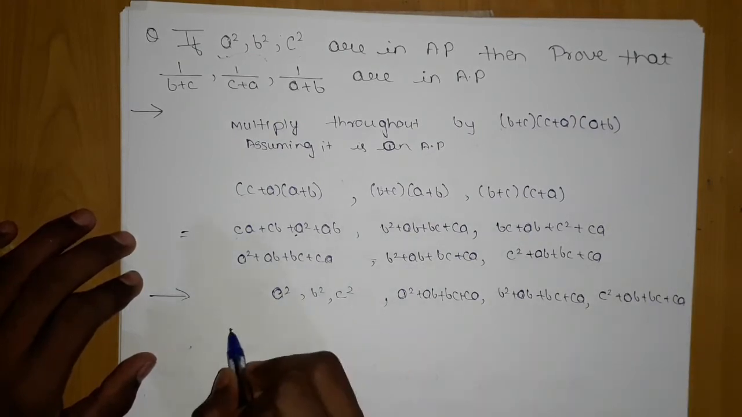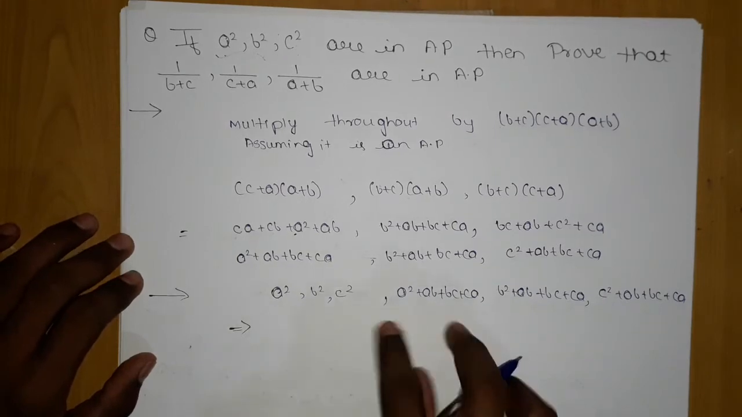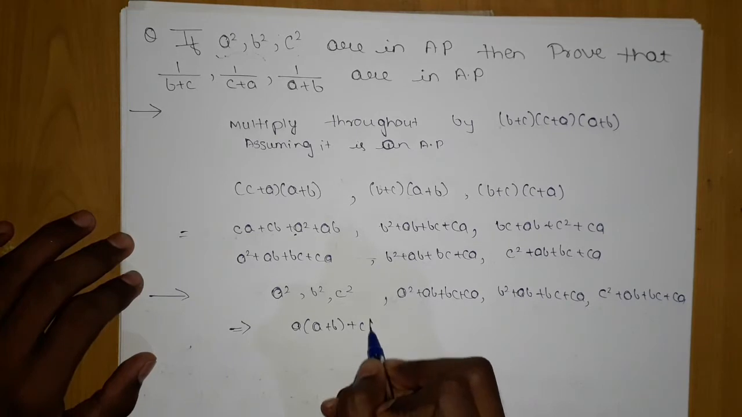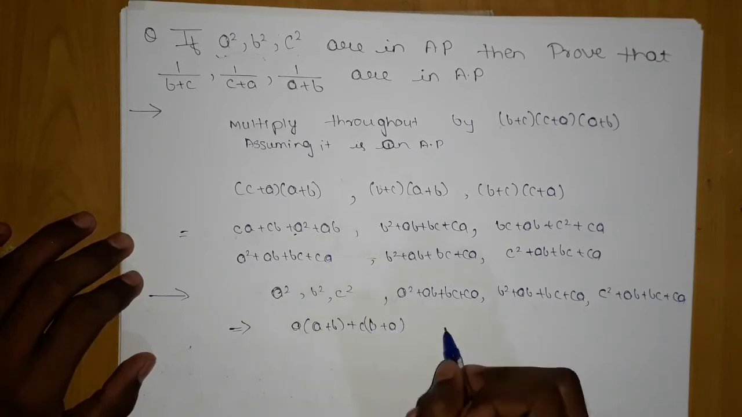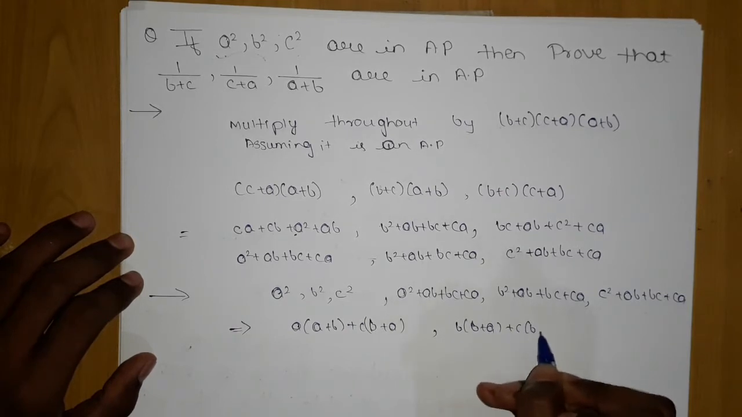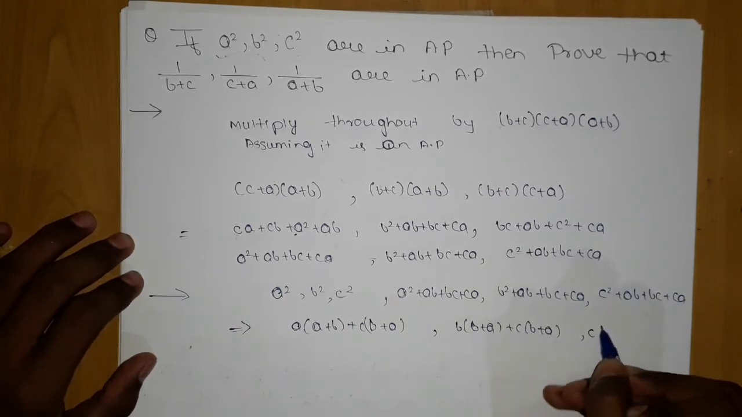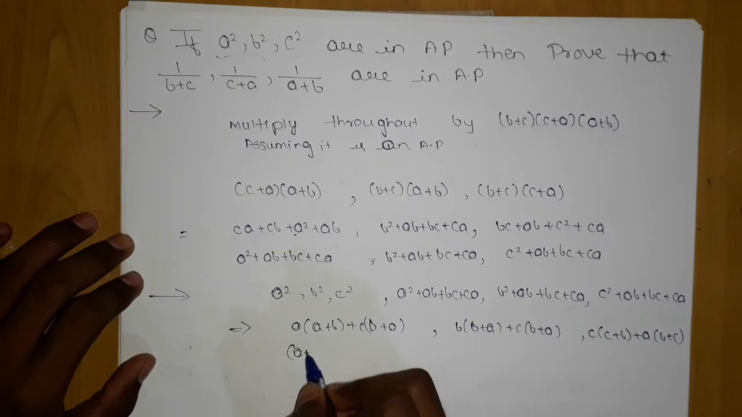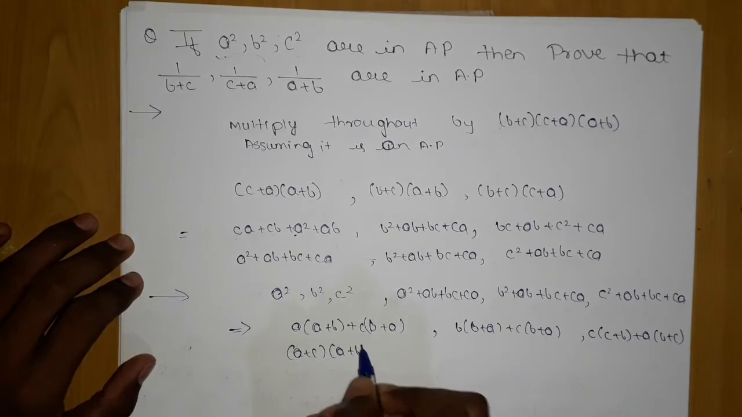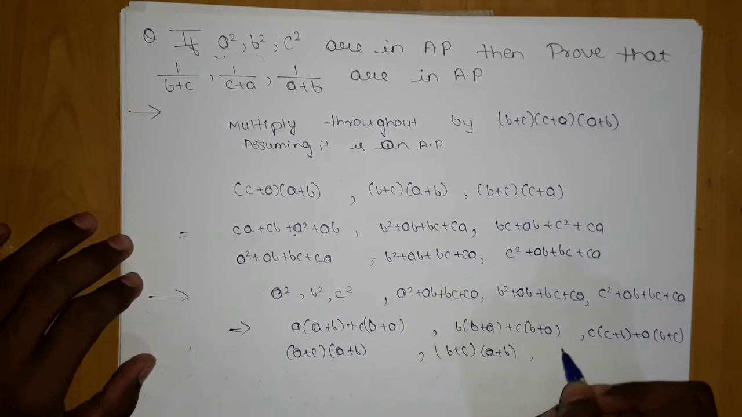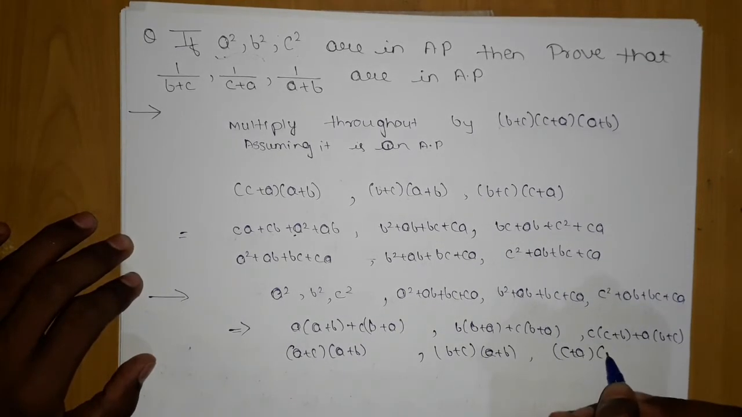Now if I take common, a common, a plus b. Here if I take c common, b plus a. Similarly here b common, b plus a. Here c common, b plus a. Here c common, c plus b. Here a common, b plus c. Now what I can write: (a plus c) into (a plus b). Here I can write (b plus c) into (a plus b). Here I can write (c plus a) into (c plus b).